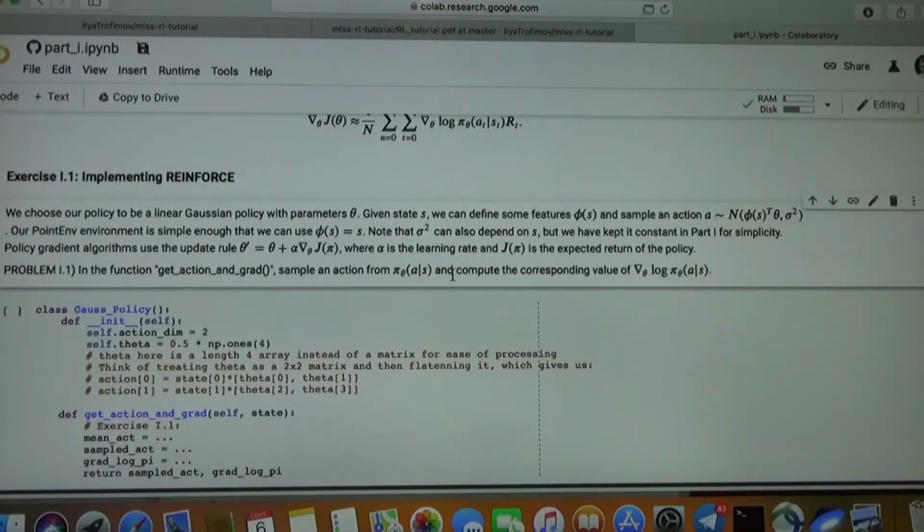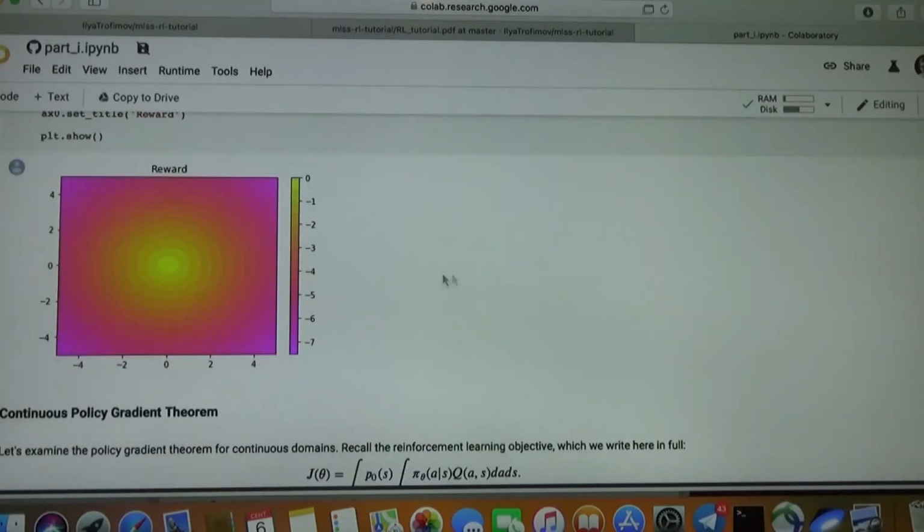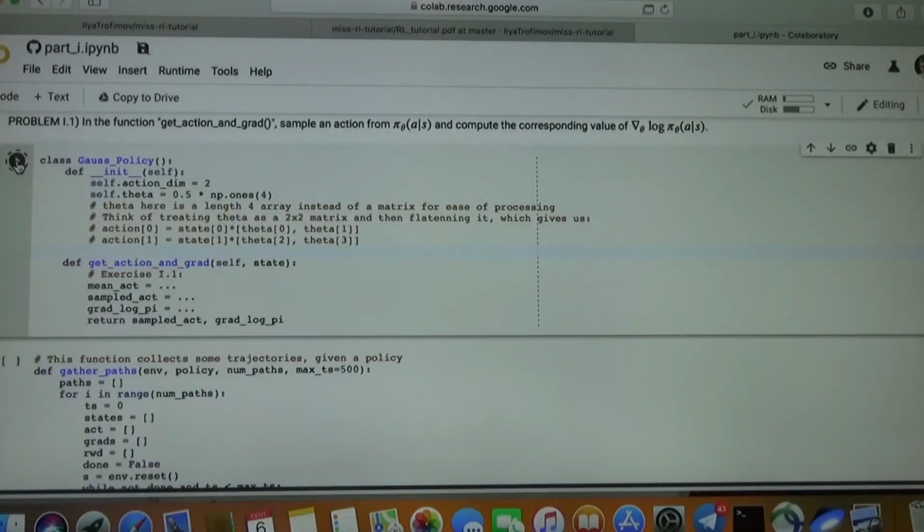Okay, so the first problem here is to implement this method, which is called reinforce, for the problem I have described above, which is called point-env. Okay, so we have a Gaussian policy. It means that our action is normally distributed, and the policy depends on the matrix 2 by 2, which is called theta here, and we have a two-dimensional state.